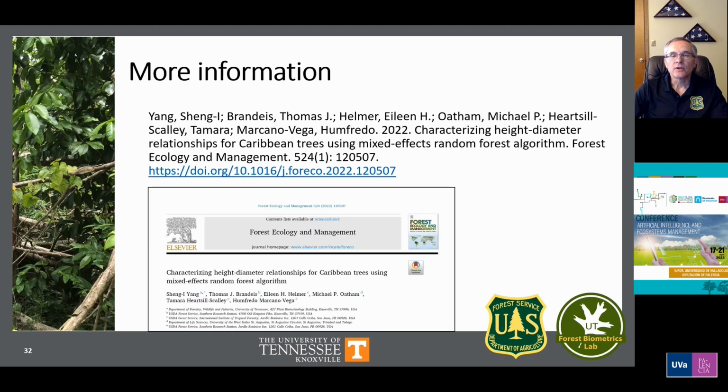And for more information, particularly in regard to the model building, I would recommend you refer to our publication in Forest Ecology and Management, which will provide a much better explanation than I'm capable of today.